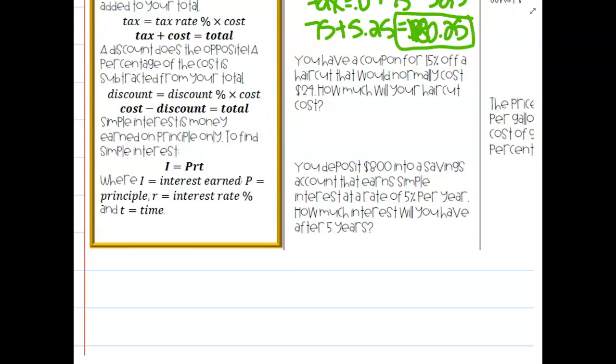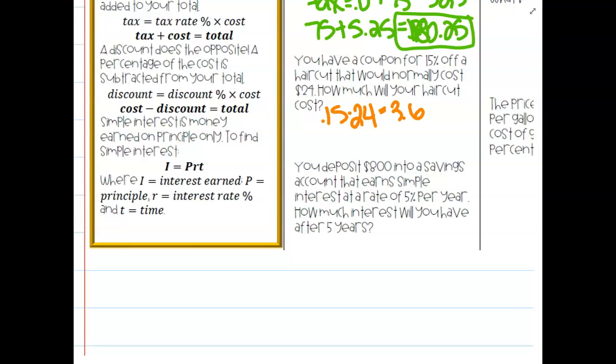And you're going to do the exact same thing. You're going to take the percent times the total. So I'm going to take 15%, but not as a percent, as a decimal, 0.15, times what it would normally cost, $24. Now that's going to give you 3.6. What that means is you are going to save $3.60. You don't have to pay $3.60.